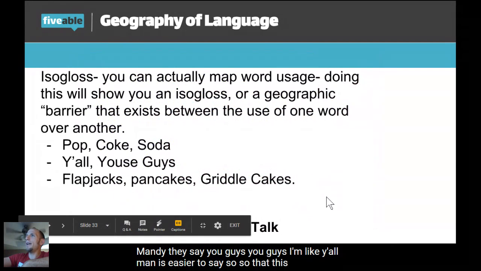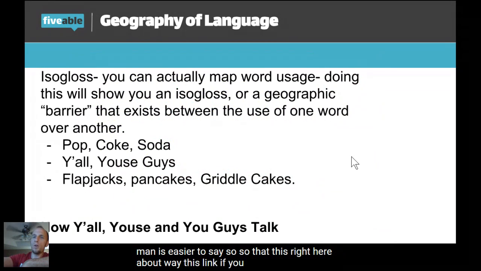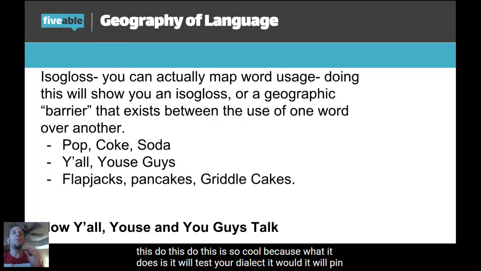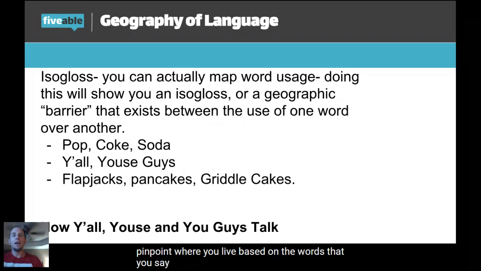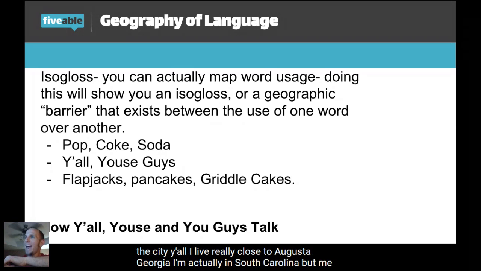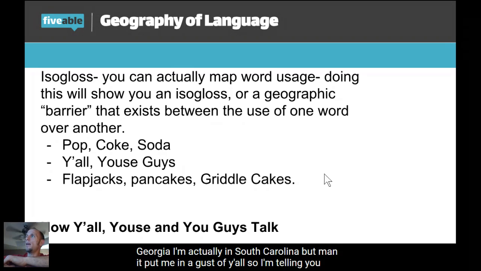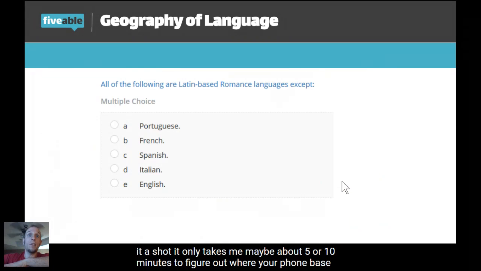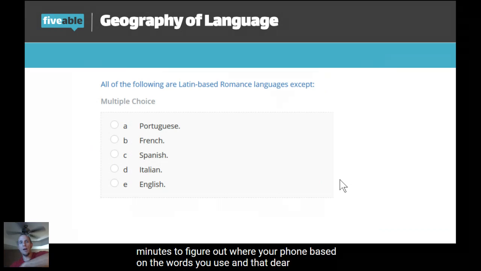So this right here, by the way, this link, if you Google how y'all use guys talk, man, do this. It is so cool because it will test your dialect. It will pinpoint where you live based on the words that you say. Give it a shot. For me, it is spot on accurate. It knows me very well, even down to the city. Y'all, I live really close to Augusta, Georgia. I'm actually in South Carolina, but man, it put me in Augusta, y'all. So I'm telling you, give it a shot. It only takes you maybe about 5 or 10 minutes to figure out where you're from based on the words you use. And that there wraps me up.